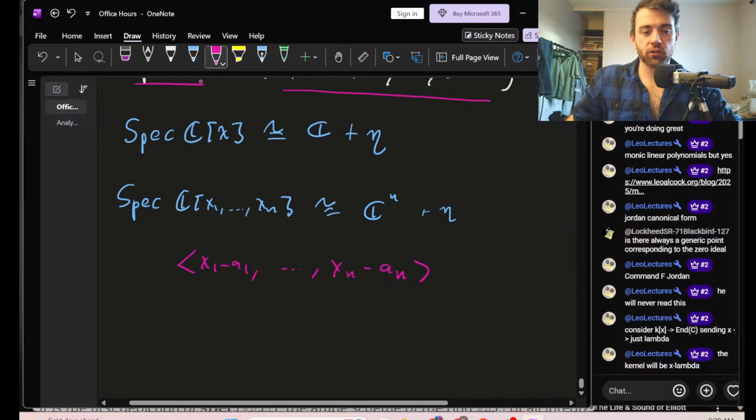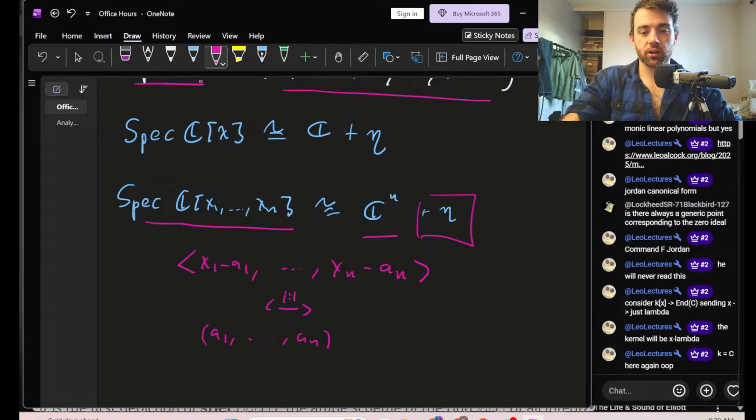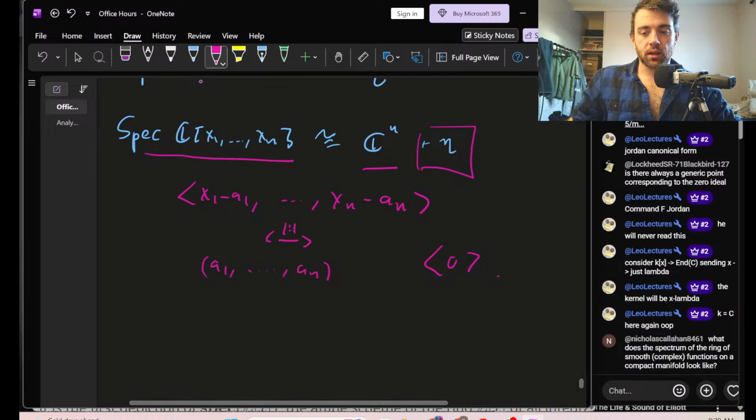So of course this is in bijection with tuples of complex numbers, right? So that's why we can identify the points with this, and then we have the generic point as well, corresponding to the zero ideal, right?